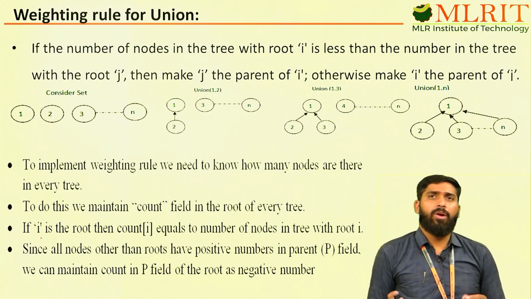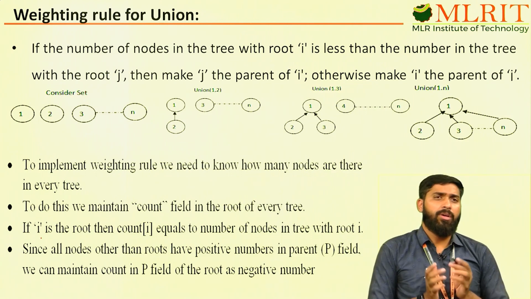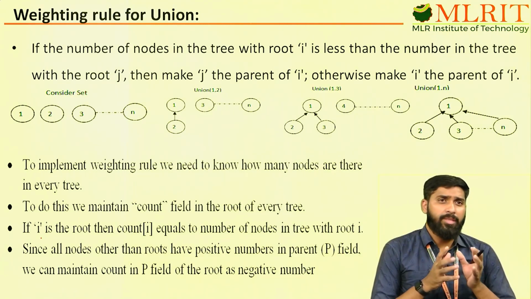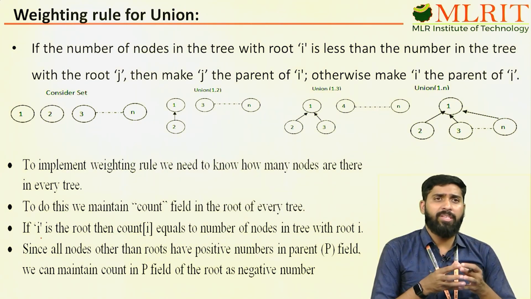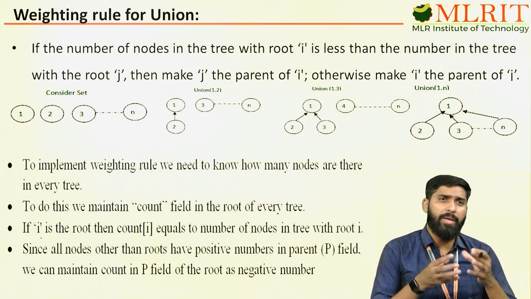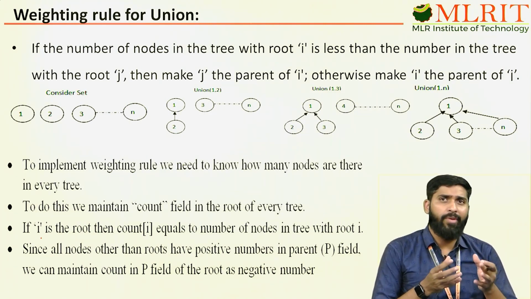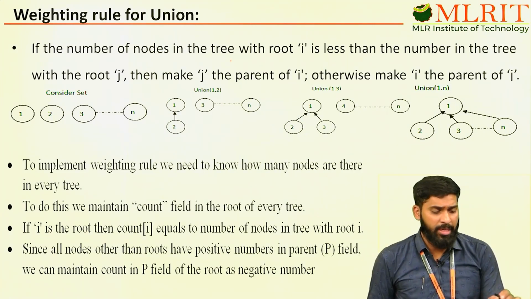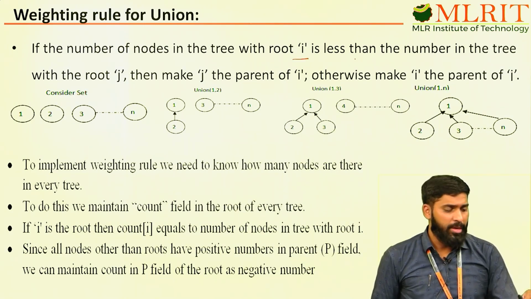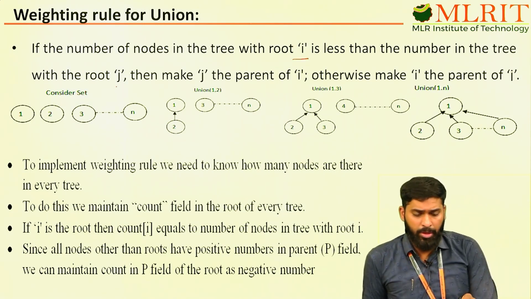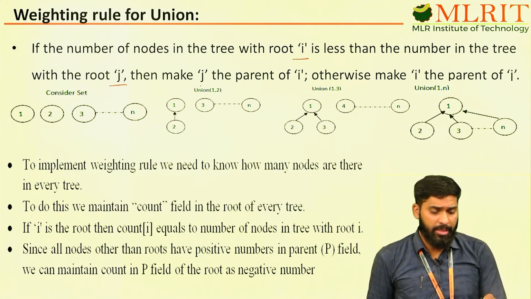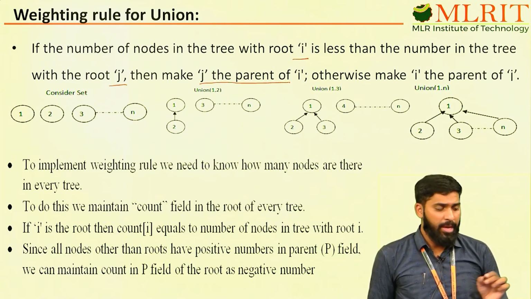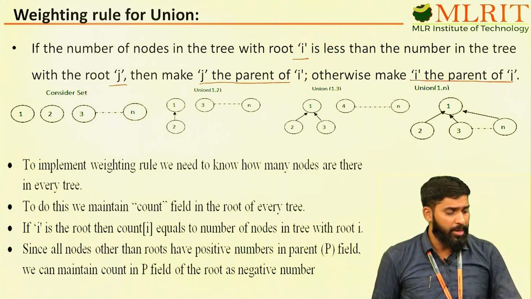Now we see what the weighting rule for union is. We already learned the simple union and simple find, but for these algorithms the time complexity is high. How are we going to minimize that? By using the weighting rule for union and the collapsing rule for find. First, the weighting rule for union: if the number of nodes in the tree with root I is less than the number in the tree with root j, then make j the parent of I, otherwise make I the parent of j.